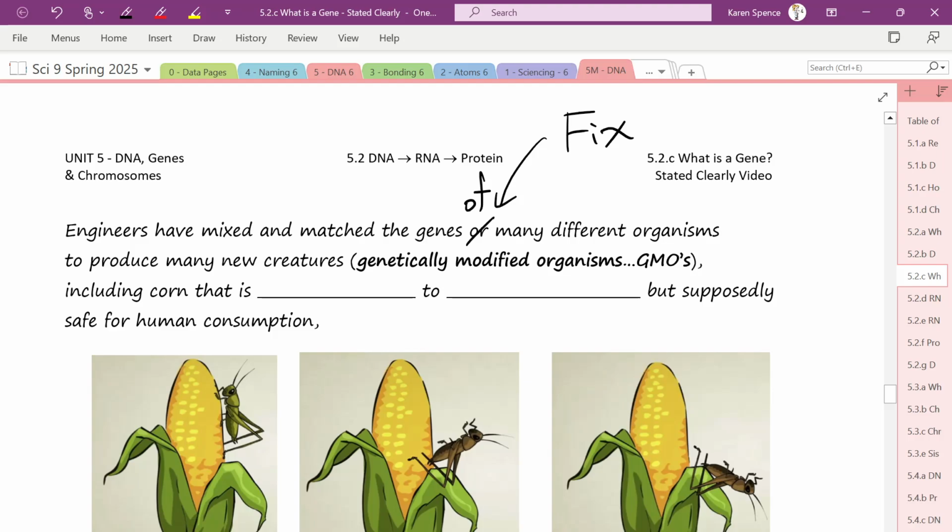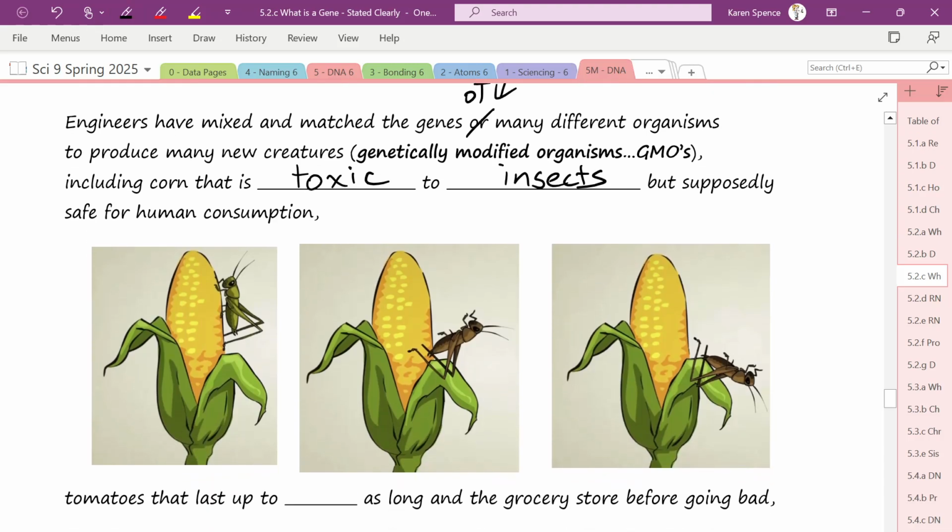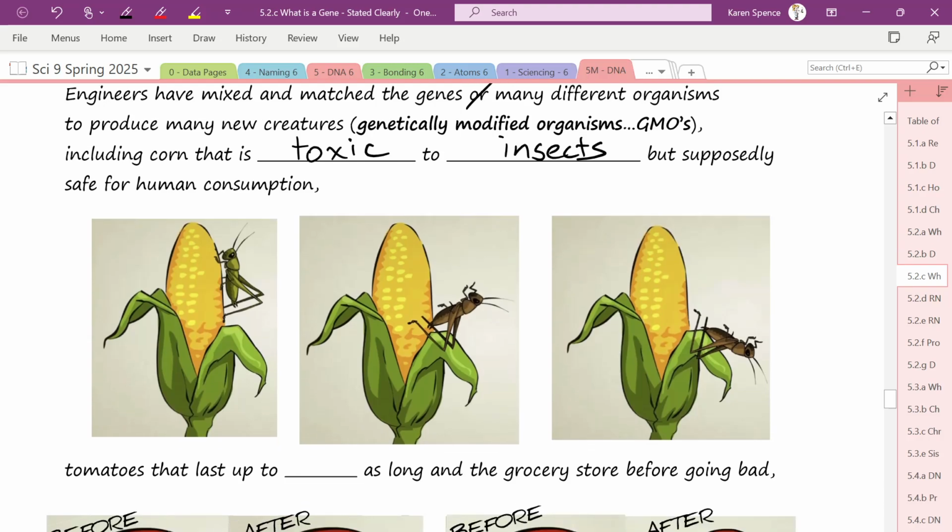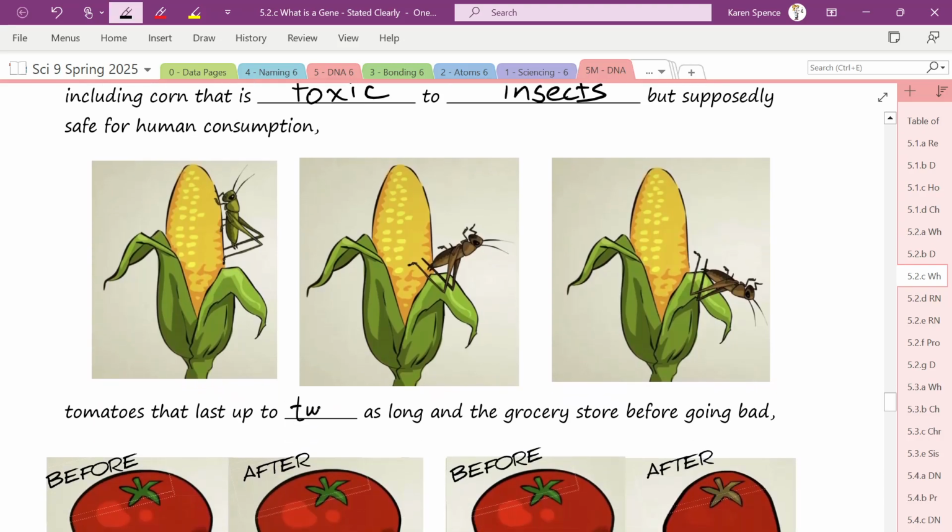Have you guys heard of GMOs? Yeah? They're not always bad. I know people like to vilify them. They have their problems, that's for darn sure, and some companies do not use them ethically, but they do have advantages, including corn that is toxic to insects, but is supposedly safe for human consumption. Tomatoes that last up to twice as long at the grocery store before going bad.